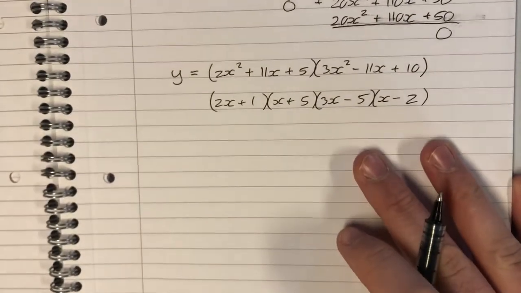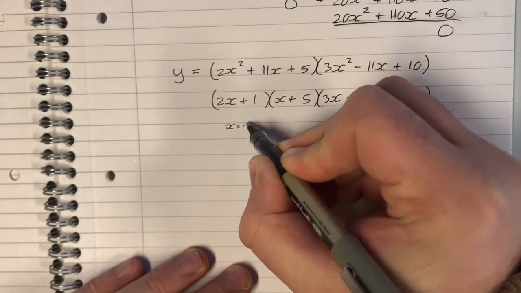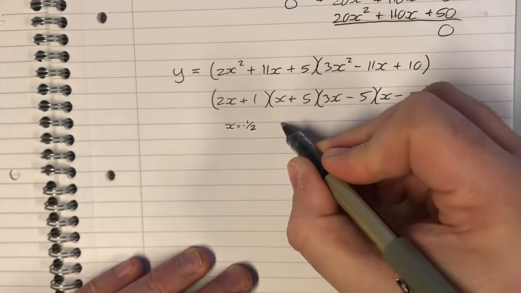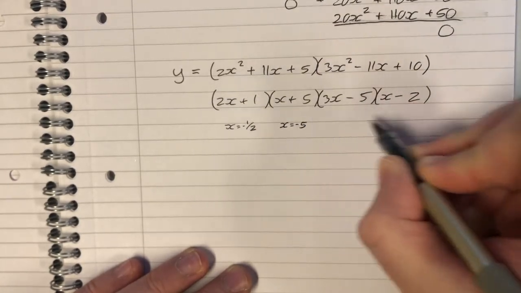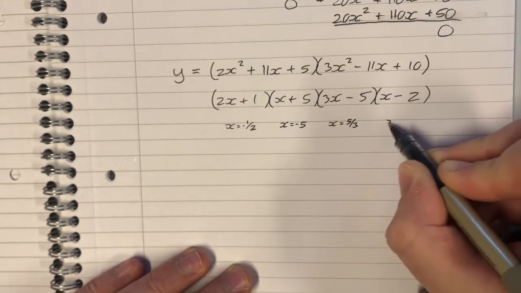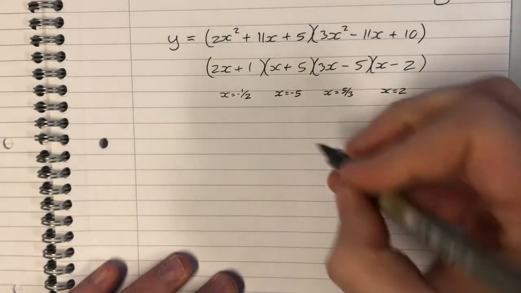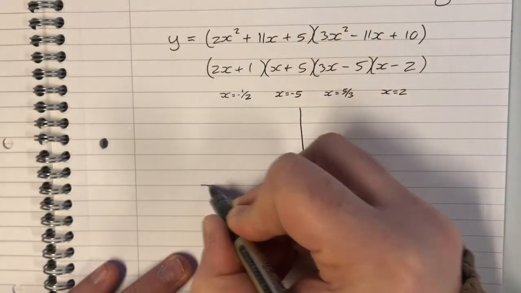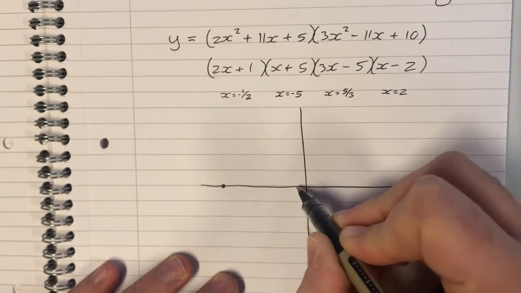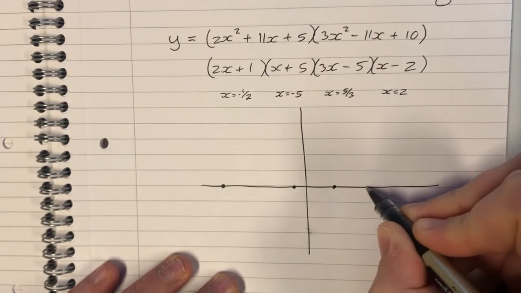Now I can easily see where my roots are. So this is going to yield a root of x equals minus a half, because that's the value of x that makes that bracket 0. This is going to yield a root of x equals minus 5. This is going to yield a root of 5/3, and this is going to yield a root of 2. So I've got two negatives and two positives. I'm going to do my sketch. I'm going to have a root over here at minus 5, a root over here at minus a half, a root over here at 5/3, and a root over here at 2.